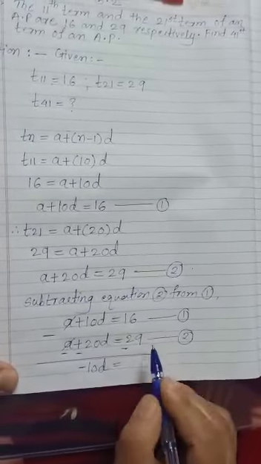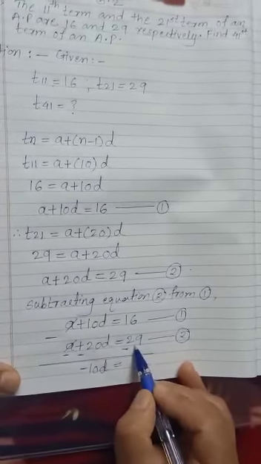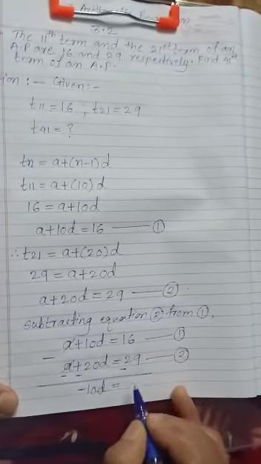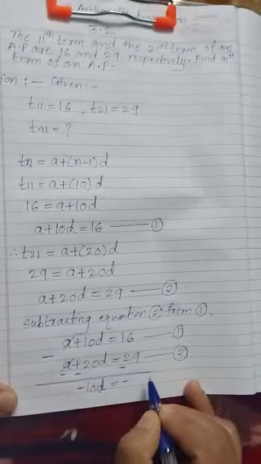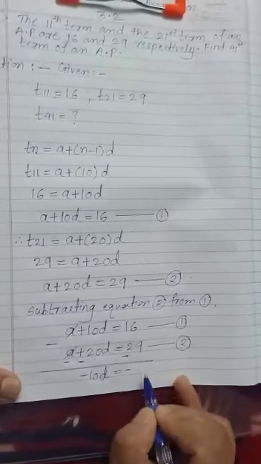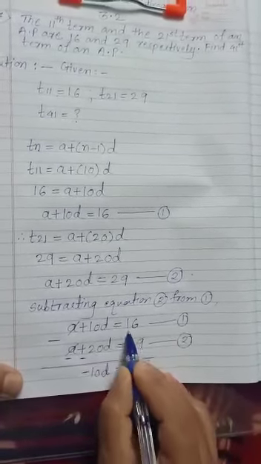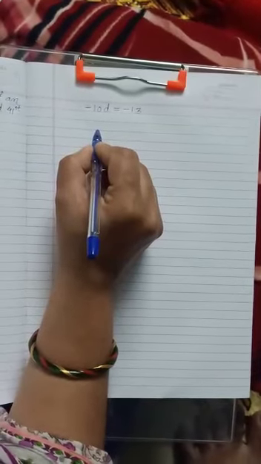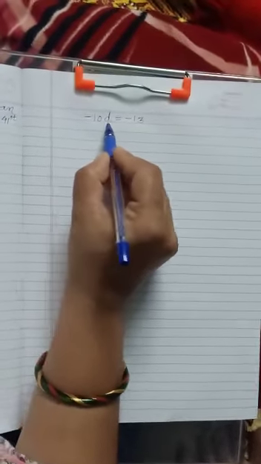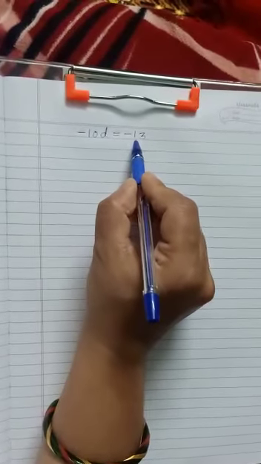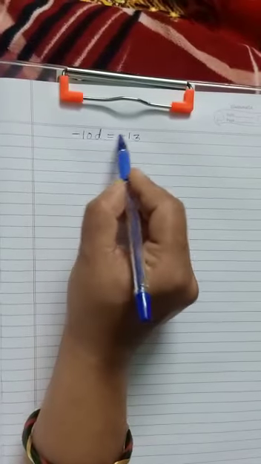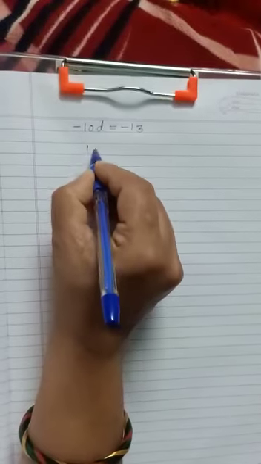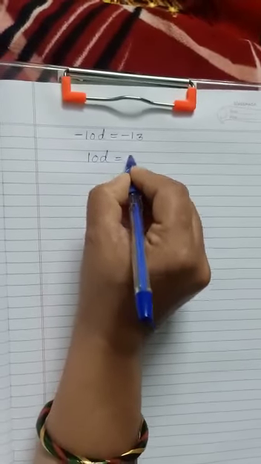It is equal to, same here, 16 is positive and 29 is negative. So we have to subtract 16 from 29 and we will get a negative difference. So 9 minus 6 is 3, and 2 minus 1 is 1, which means minus 13. Understood? See, minus 10d on one side and minus 13 on the other side. So the similar sign on both sides will cancel. Then here it became positive 10d is equal to positive 13.